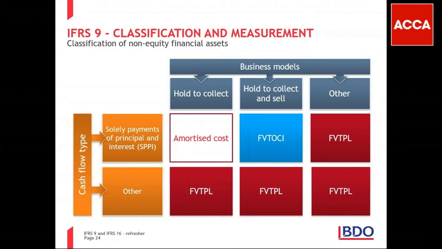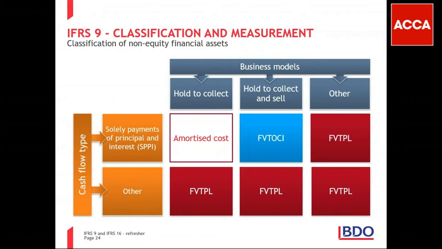Now, if the SPPI test is met and the business model is hold to collect, the financial asset will be categorized under amortized cost. If the SPPI test is met and the business model is hold to collect and sell, the financial asset will be recorded under fair value through other comprehensive income. If the SPPI test is not met, then the only category that is left is fair value through profit and loss. So all such financial assets will go under fair value through profit and loss account.